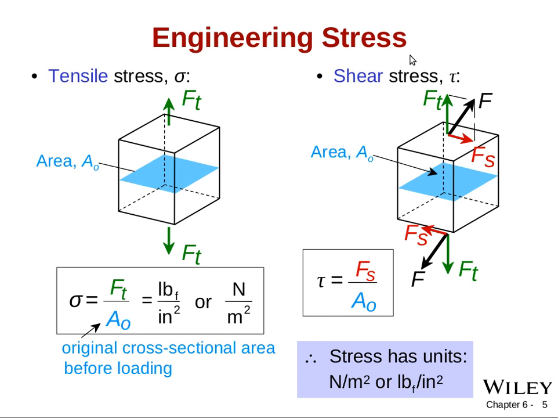So when engineers talk about this, they use a quantity called stress. And in this case, tensile stress, given by sigma, is the force you apply perpendicular to the surface of the sample divided by the cross-sectional area of the sample. So you can see tensile stress is equal to tensile force divided by original cross-sectional area. And this original area is the area before any force is applied, because in most materials, when you apply a force, the cross-sectional area decreases.